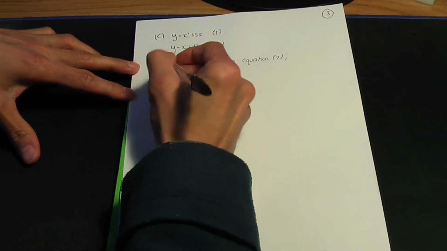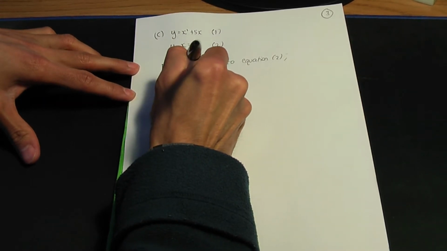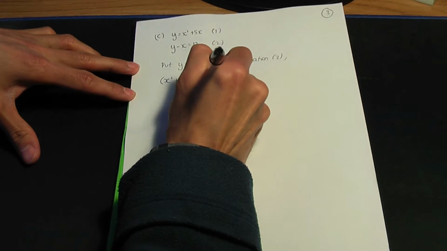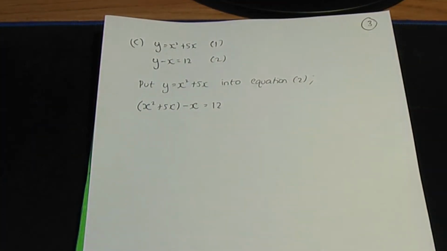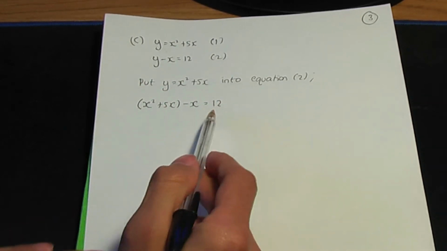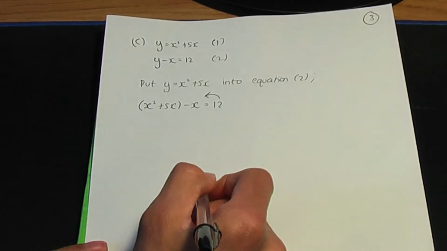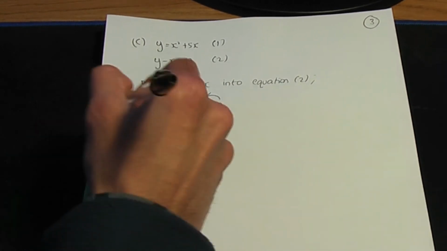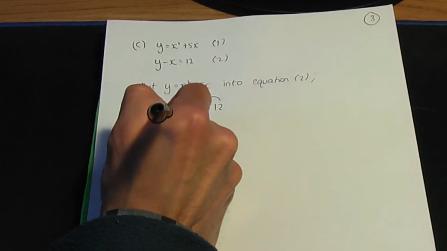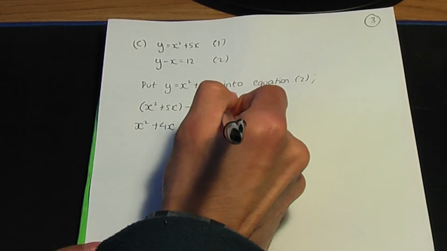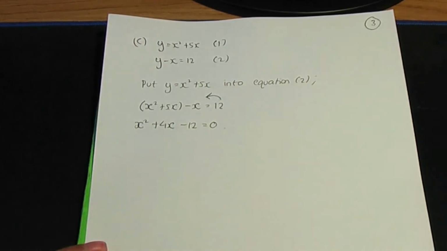So here's number 2. We're going to have y, that is x squared plus 5x, minus the x, and that is equal to 12 on the right hand side. Now if I move my terms to one side, if I take the 12 to the left hand side, we can form a quadratic. So we're going to have x squared, 5x minus x is 4x, taking the 12 to the left hand side is minus 12, which is equal to 0.